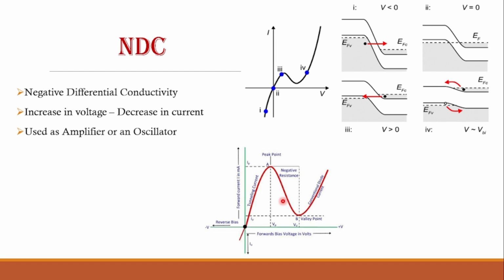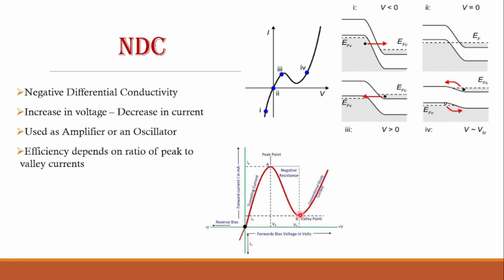And a tunnel diode in the NDC region can be used either as an amplifier or as an oscillator in an electrical circuit. And moving to its efficiency, the efficiency of a tunnel diode depends on the ratio of peak to valley currents. Peak current is this IP, valley current is corresponding to this change. So it is nothing but the starting and ending values of current.